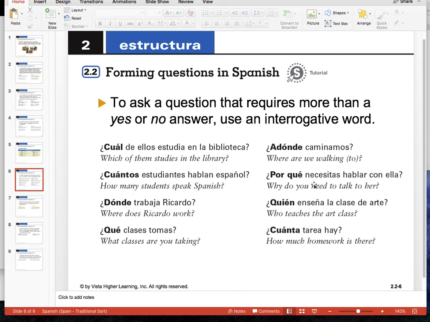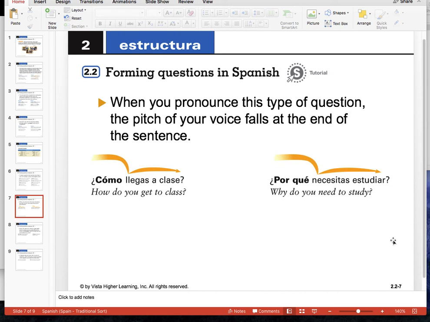¿Cuántos estudiantes hablan español? Right? You see the English there. ¿Por qué necesito hablar con ella? Right? ¿Dónde trabaja Ricardo? ¿Quién enseña la clase de arte? ¿Qué clases tomas? ¿Cuánta tarea hay? So these are all examples of questions that require interrogative words because they're not simple yes-no answers.